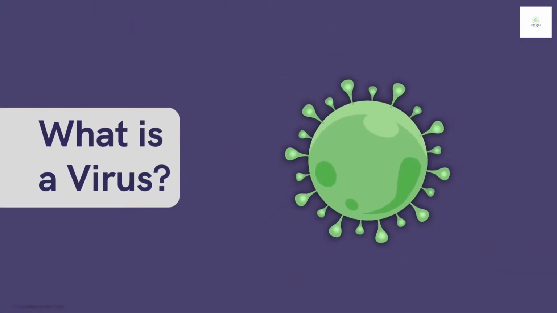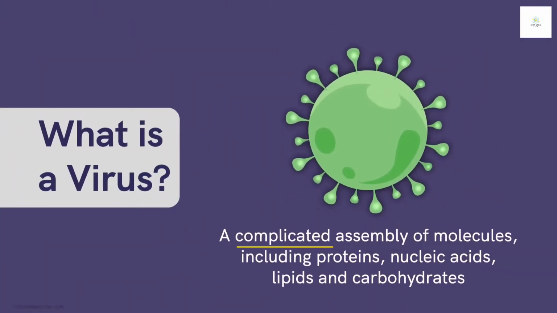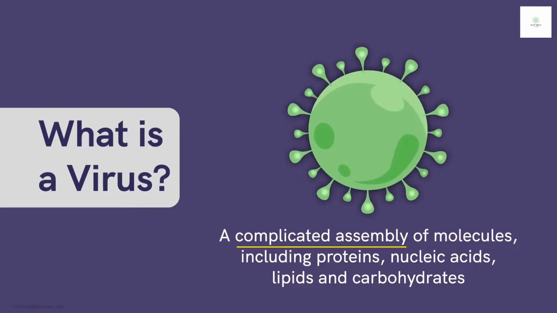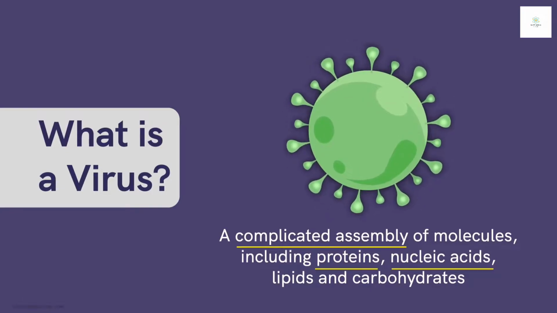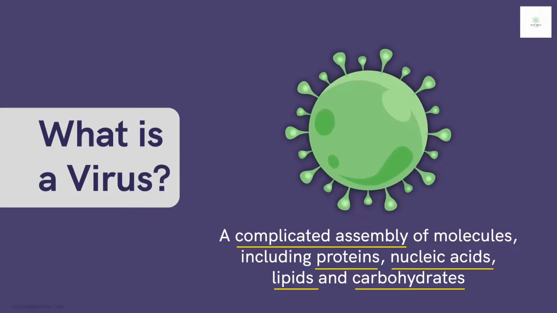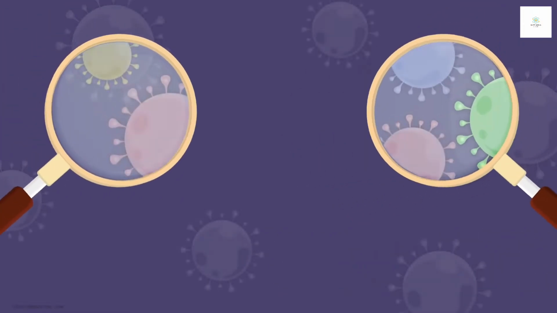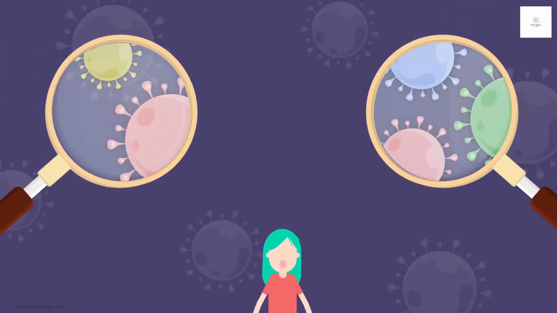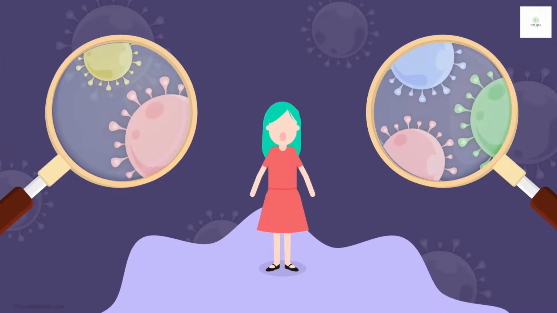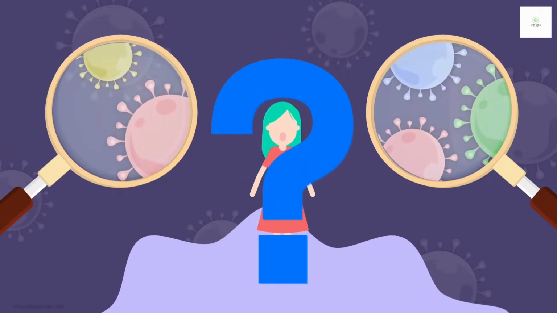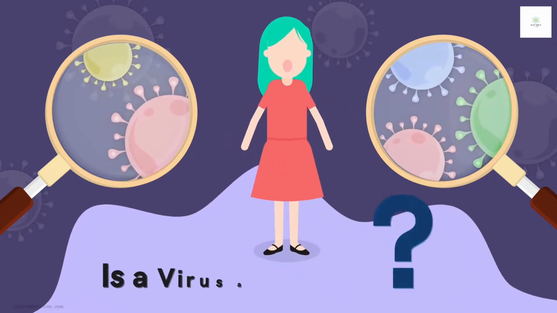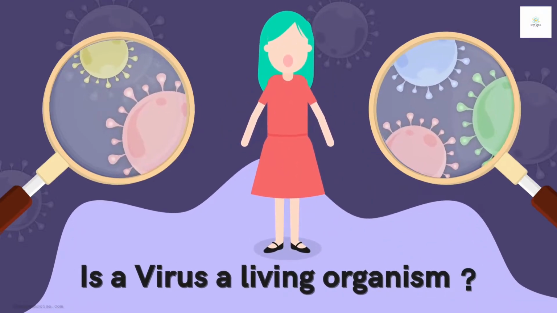What is a virus? A virus is a complicated assembly of molecules, including proteins, nucleic acids, lipids, and carbohydrates. It's an extremely small infectious agent which we humans are under constant threat from. So the question we're trying to answer today: is a virus a living organism?